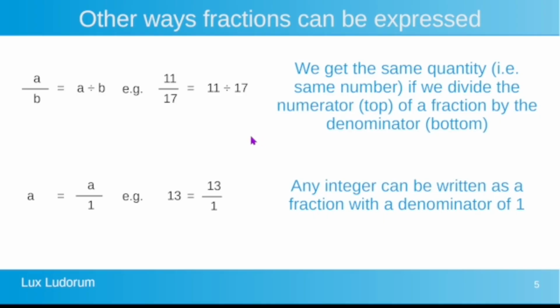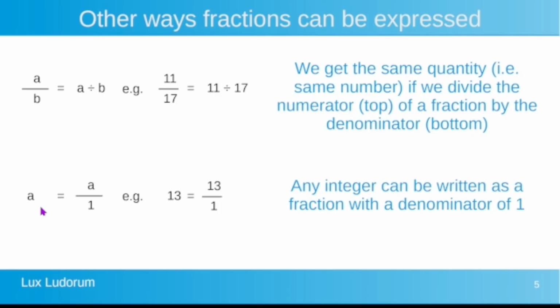Other ways fractions can be expressed. A fraction such as a over b is equal to a divided by b. For example, 11 over 17 is equal to 11 divided by 17. You get the same quantity or amount, the same number, if we divide the numerator, which is the top of a fraction, by the denominator, which is the bottom.